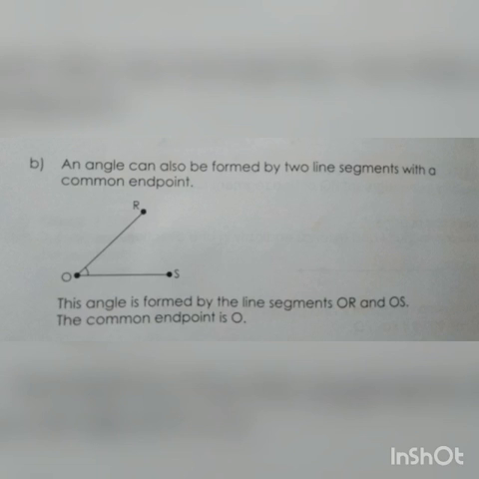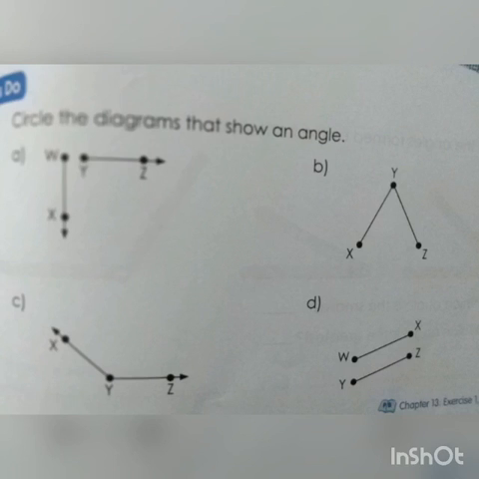This is the same as we have seen previously, but here we used two line segments to form an angle. Here O is the common endpoint and we have two points R and S. Here the angle is formed by the line segments OR and OS. If two line segments meet at a common endpoint O, then the corner point O makes an angle. Circle the diagrams that show an angle. Four diagrams are given. We have to find which figure forms an angle. Then circle the diagram which makes an angle.